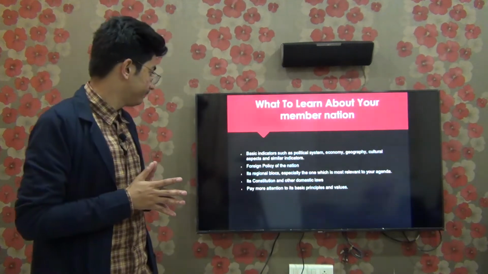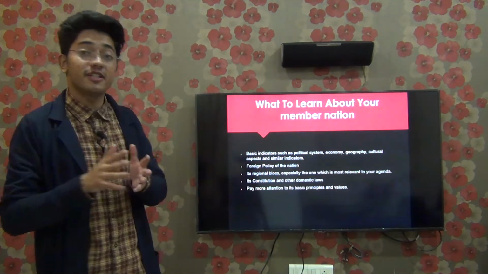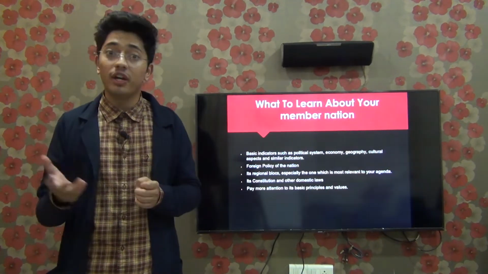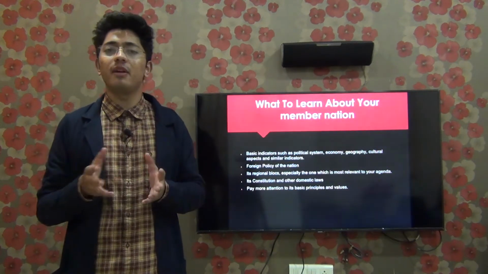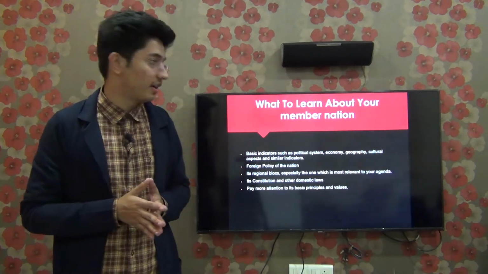Again, you should pay very, very precise attention to the basic principles and values that your nation stands for. It might be codified in the form of the laws that your member nation has, or it may not be codified. Why? Because it is a part of the customary or humanitarian law which doesn't need to be codified.